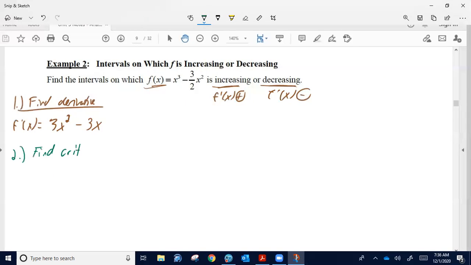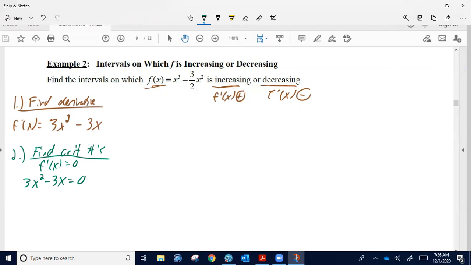Second step, find the critical numbers. We got to know critical numbers, always. And again, critical number means derivative equal to 0. F prime equal to 0. So 3x squared minus 3x equal to 0. We need to solve this.